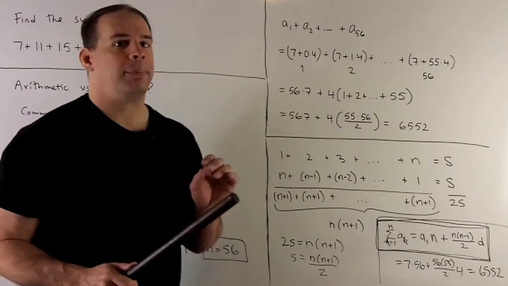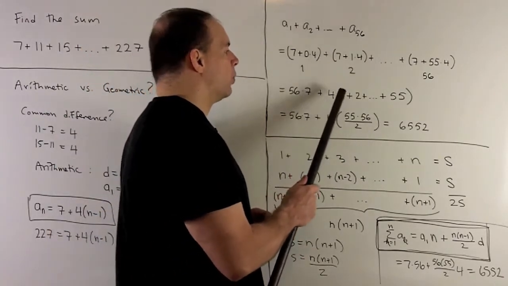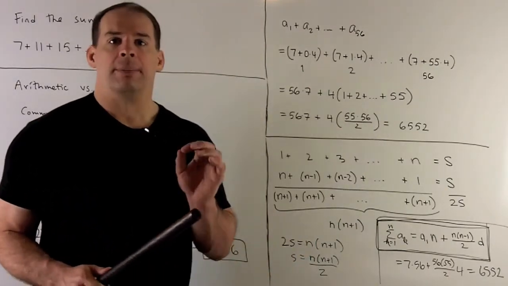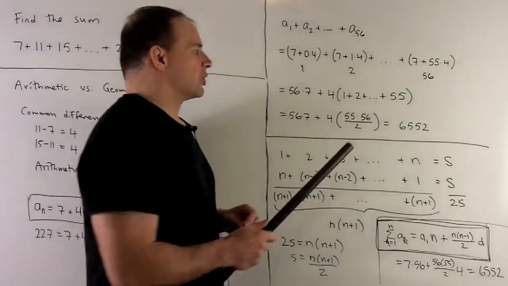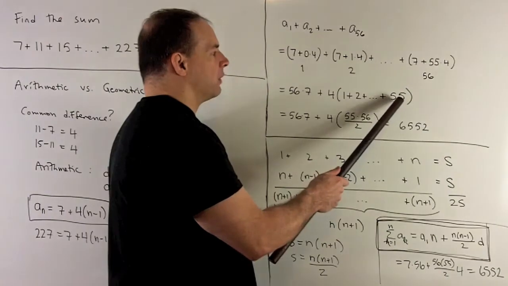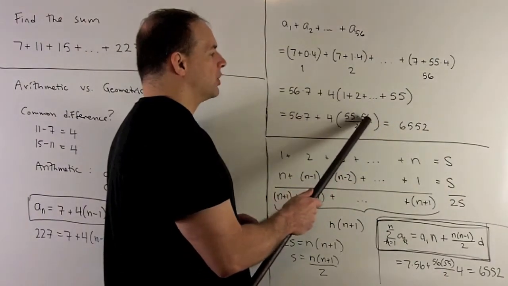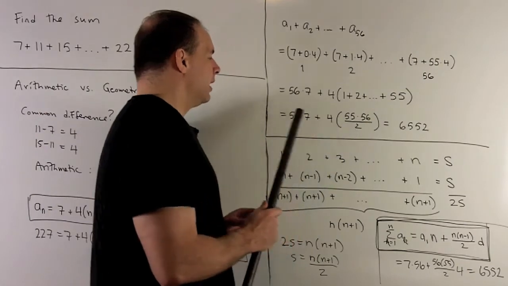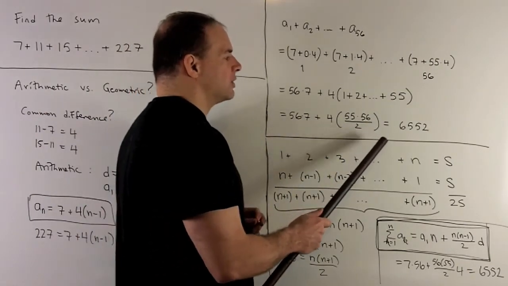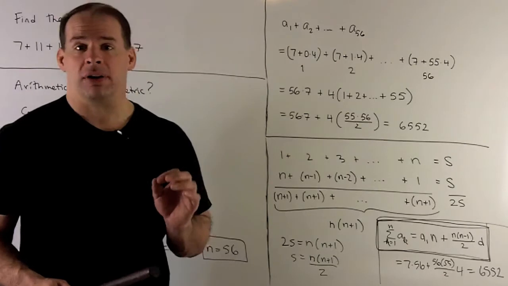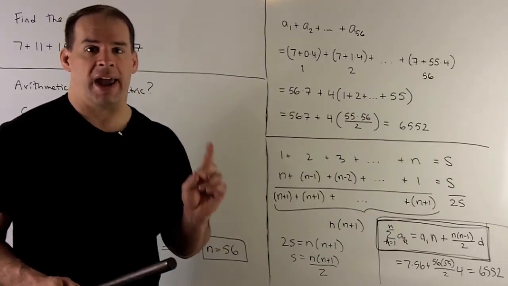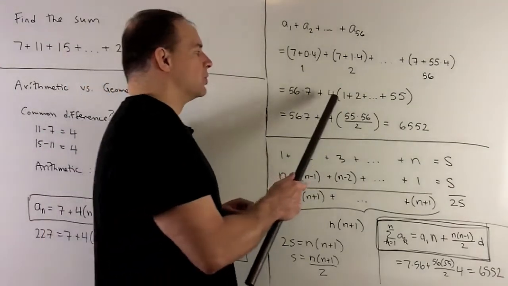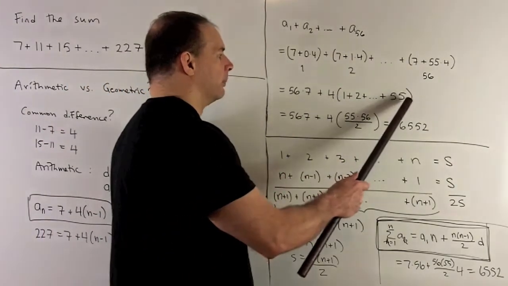If you pull the 4 out, you're left with 4 times 1 plus 2, all the way up through 55. Now, there's a formula for this. You take your biggest term, your 55, add 1 to it, multiply, and then divide by 2. If we put this in a calculator, out comes 6,552. So that's going to be our answer. Now, let's check the formula that I used. This is going to drive everything.